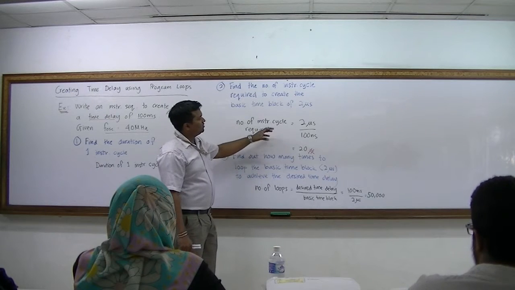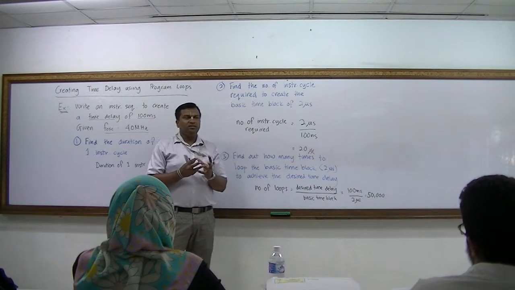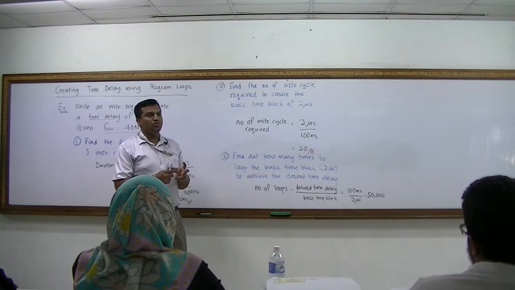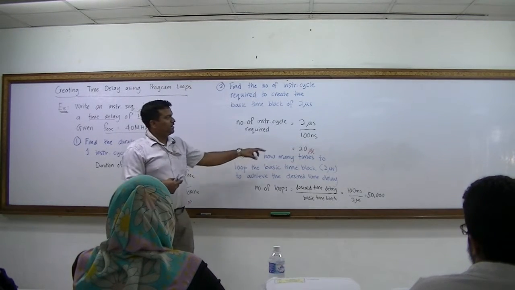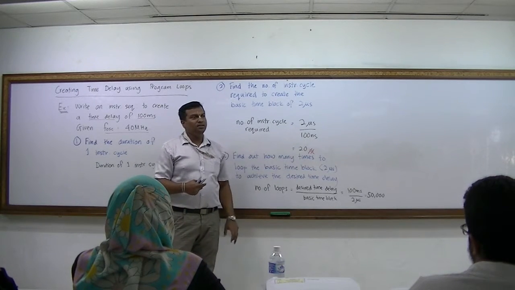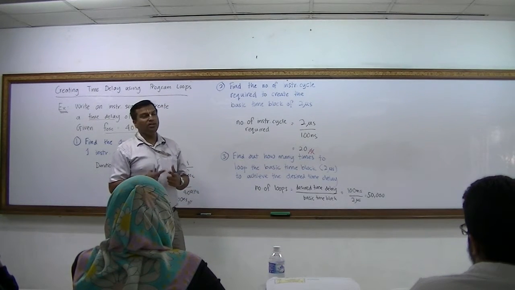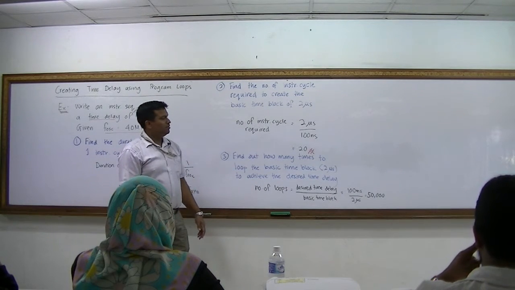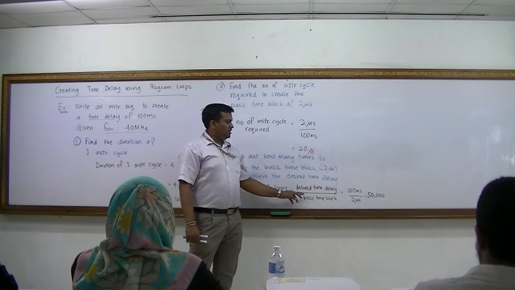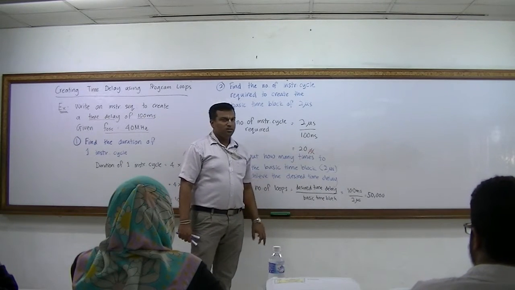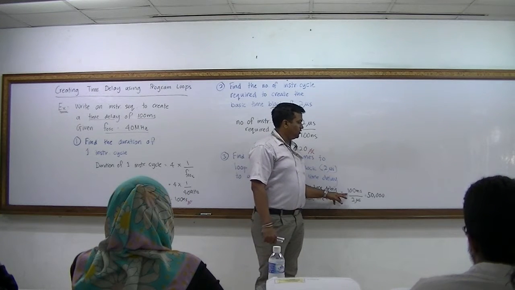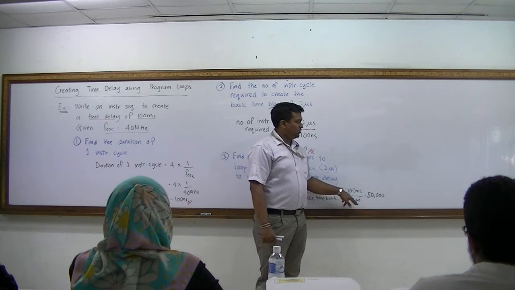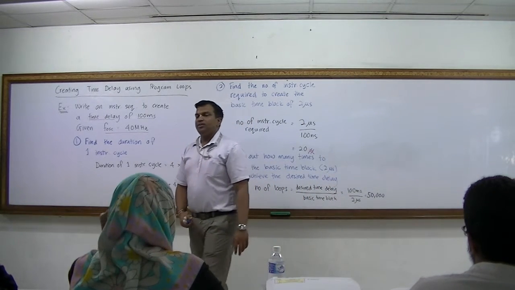Because this is the basic time block that you have created, we need to find out how many times we need to loop these 20 instruction cycles, which take 2 microseconds, to achieve the desired time delay. Again, simple math: the desired time delay divided by the basic time block. The required time delay is 100 milliseconds divided by the basic time block. So how many times do you need to loop? 50,000 times.